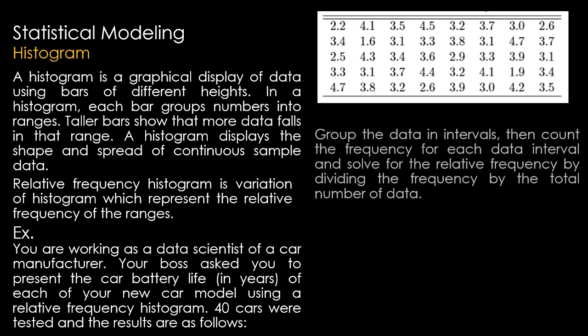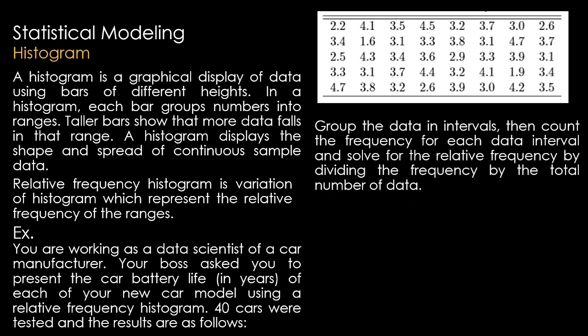There is quite a lot of data. By the way, our goal in here is to make the relative frequency histogram. But before we can make a relative frequency histogram, we first need to group the data into intervals. Then we count the frequency for each data interval and solve the relative frequency by dividing the frequency by the total number of data. So let's say our first interval is 1.6 to 1.9. Then we should count the frequency for this interval right here.